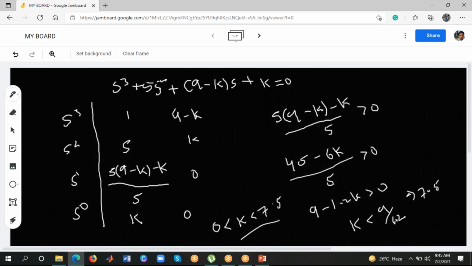Okay, now, so this is about problems on RH criteria. We discussed three cases. One is the normal row array. Second is if one of the elements in a row is 0, and third is if all the elements in a row are 0. So we will do problems on these three cases, okay? So most likely they will ask problems on what we have discussed.